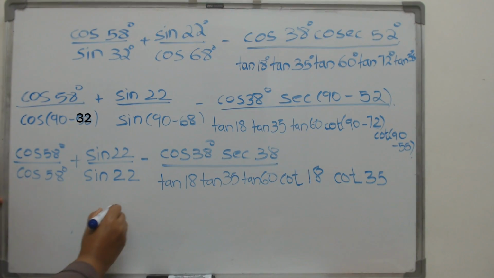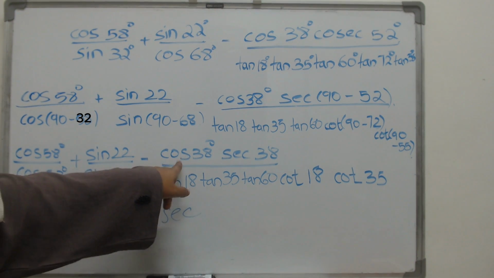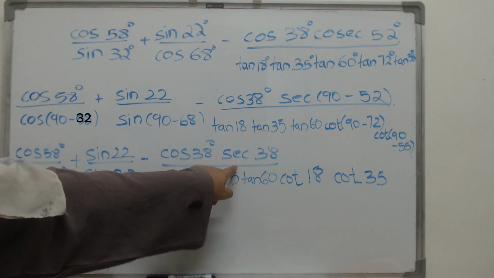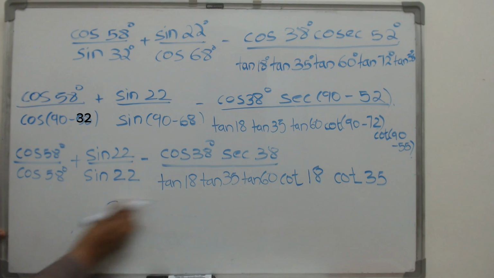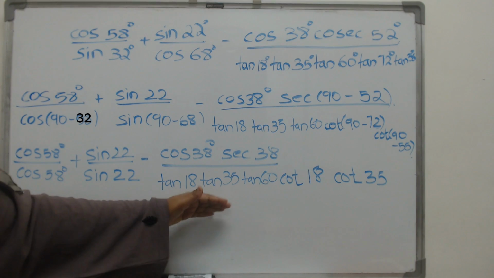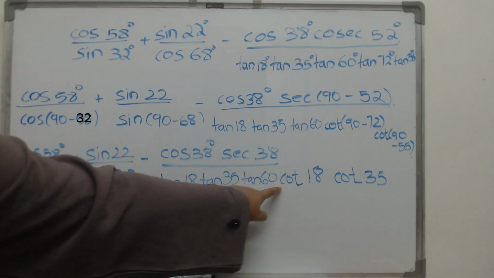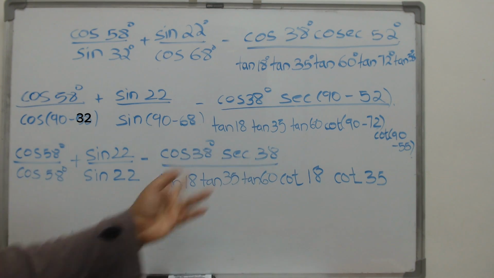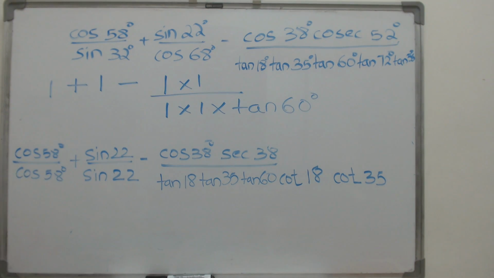Now what do you know about cos and sec? They are reciprocals of one another. So cos 38, sec 38. Together you multiply them, they will just give you 1 because each one is a reciprocal of the other. The same follows here. What do you see? A tan 18 and a cot 18. They are reciprocals of one another. So what is the final expression that we get? There.